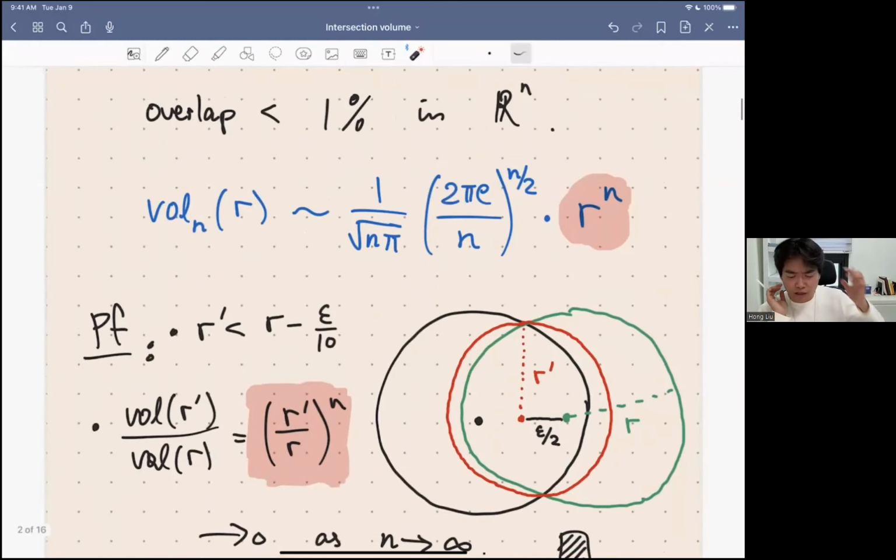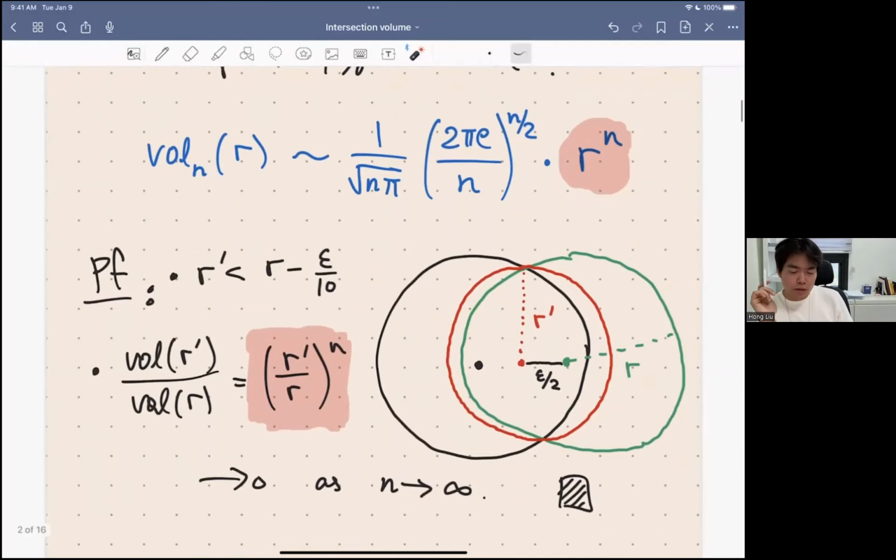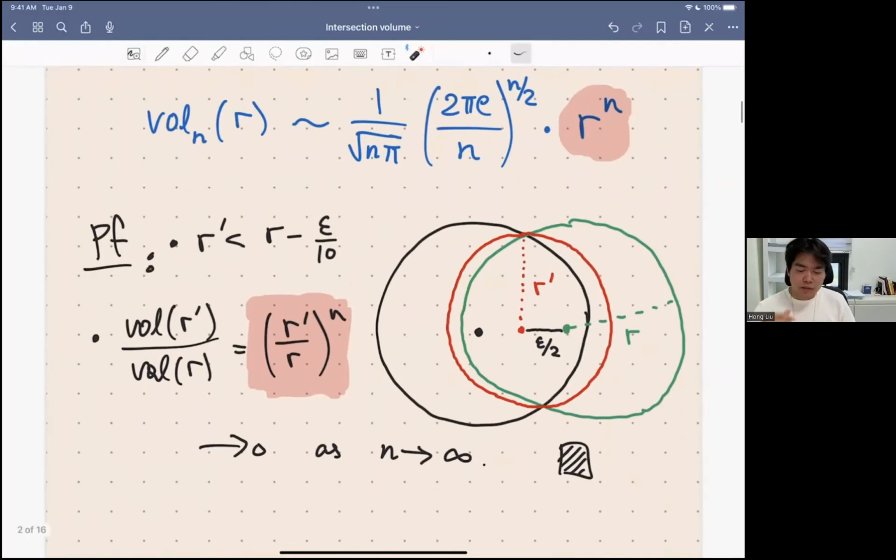How do we then prove that the intersection volume is less than 1%? The crucial observation here is that if you look at these two balls, and you link these two centers and take the central point, which I mark in red, then I can draw another ball of radius r prime to enclose this intersection part. And it's high school geometry to show that when these two centers are epsilon apart, this r prime is bounded away from r by some additive term linear in epsilon.